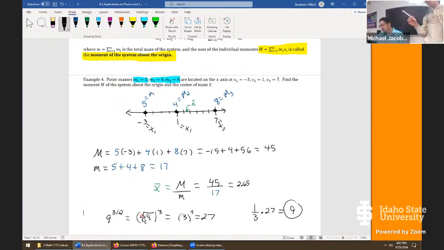Because I always thought you took 9 cubed, then square root it. Or do you take the square root first, then cube it? Actually, it's symmetric. You could do it in either direction, which is kind of cool. If you take the square root of 27, you get 9. Irrational now, yeah. Thank you. Yep, absolutely.